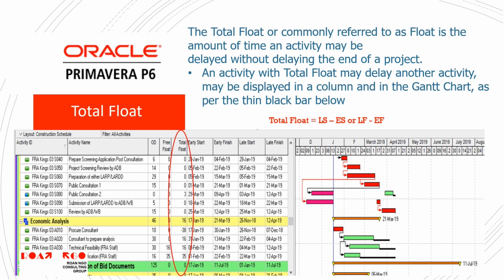Total float. The total float, or commonly referred to as float, is the amount of time an activity may be delayed without delaying the end of the project. An activity with total float may delay another activity, may be displayed in a column and in the Gantt chart as the thin black bar below. Total float equals late start minus early start, or late finish minus early finish.